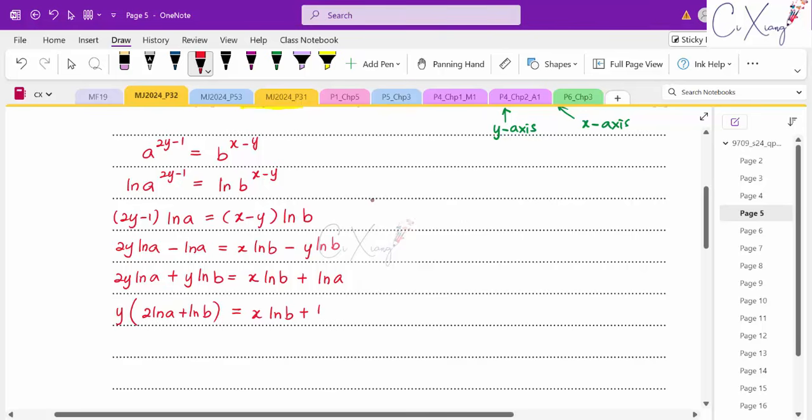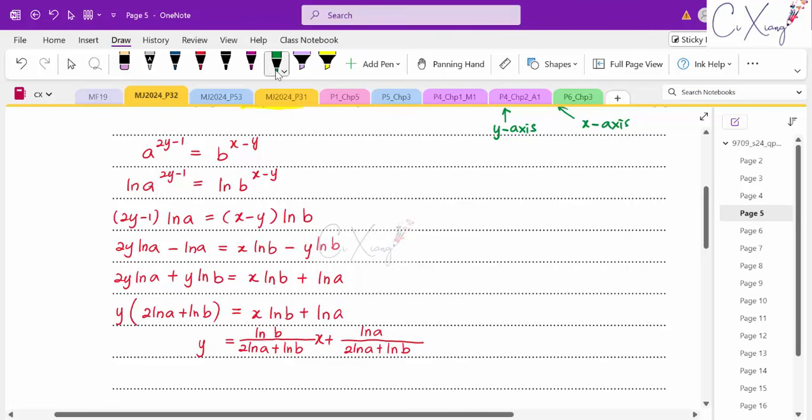Okay, move the bracket over. So I have ln b divided by (2 ln a plus ln b). Then I should have an x here, right? And then I have ln a also divided by the same denominator, 2 ln a plus ln b.